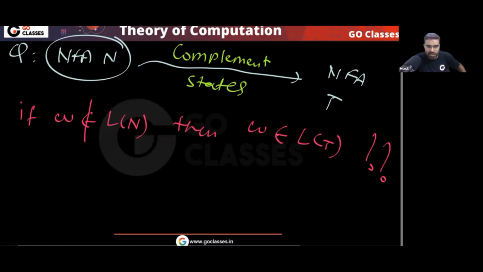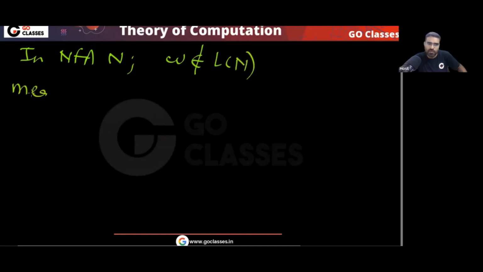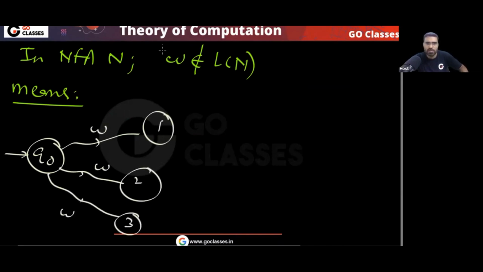First of all, you tell me in the NFA, if W does not belong to L of N, what does it mean? In NFA N, W does not belong. What type of diagram will you get? Can I say you will definitely get this type of diagram, that on W you will go to a non-final state? Every state will be non-final. Wherever you go, that will be non-final. Yes or no?